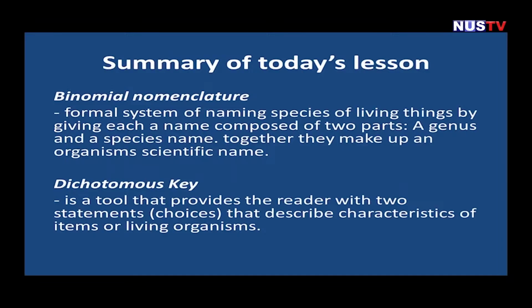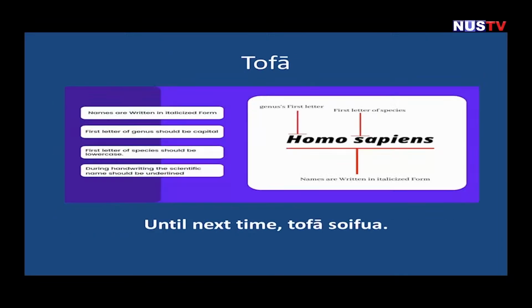Good. So every organism has a scientific name, and that name is made up of the genus and the species name. And lastly, a dichotomous key. It is a tool that provides the reader with two statements or two choices that describe characteristics of an item or living organism. So again, always remember the scientific name for humans is Homo sapiens. Homo, which means man-like or like a man, and sapiens, it means intelligence or wise.